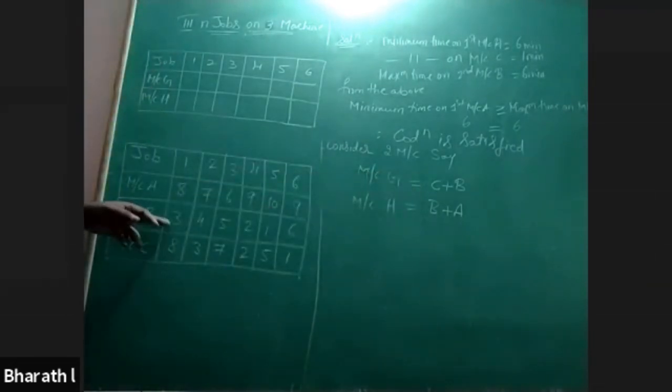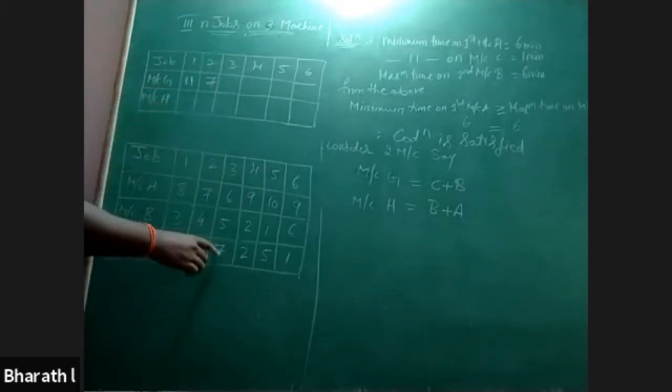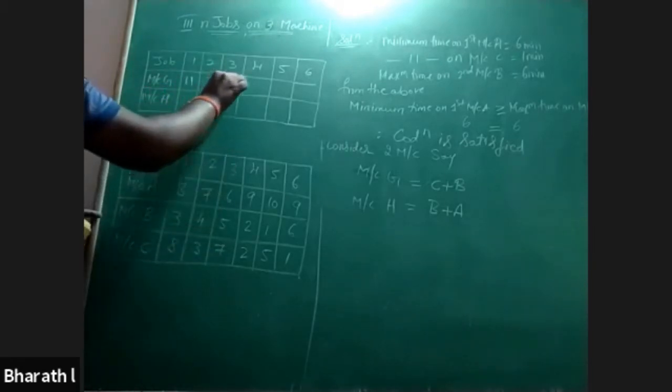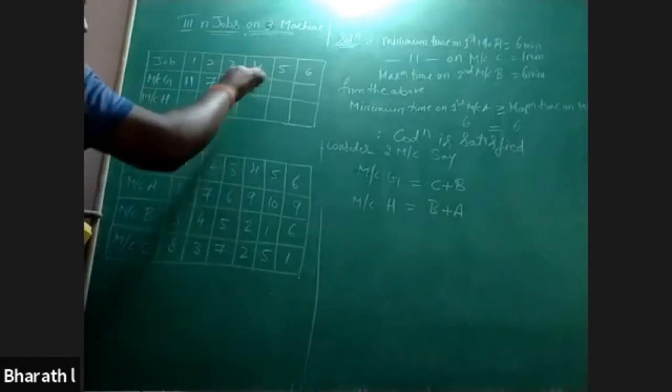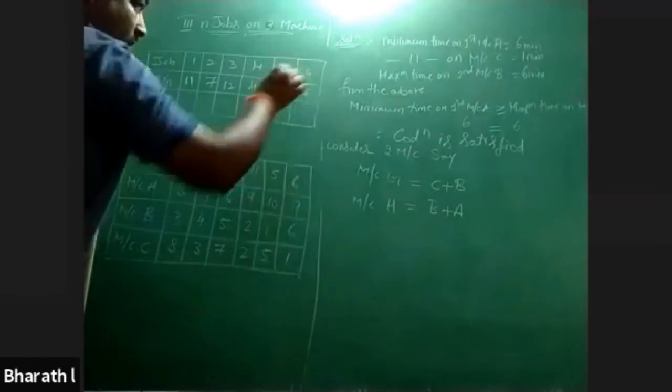For machine G, you need to calculate C plus B. 8 plus 3 is 11. Similarly, for job 2, 4 plus 3, it is 7. Then 7 plus 5 is 12. 2 plus 2, 4. 5 plus 1, 6. 6 plus 1 is 7. That is for machine G.